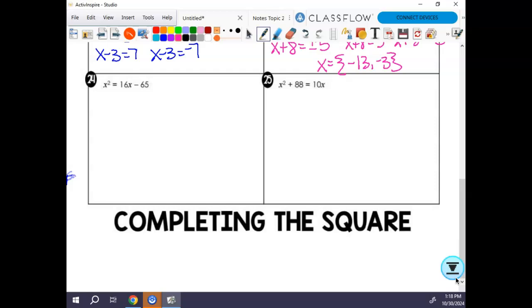Good, I need to move the 16x. So x squared minus 16x equals a negative 65. Okay. I forgot to put my spaces in there, so I'll just do it here. x squared minus 16x plus blank equals negative 65 plus blank. All right, so what goes in the blank?